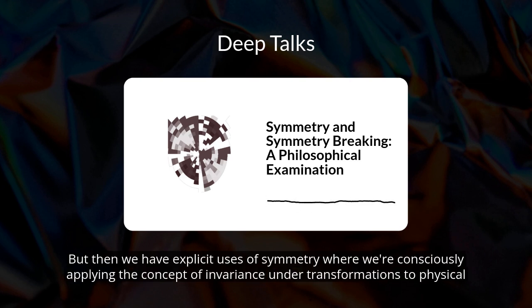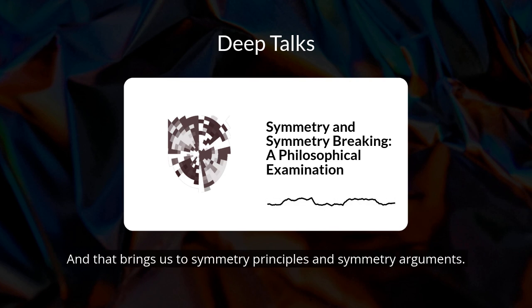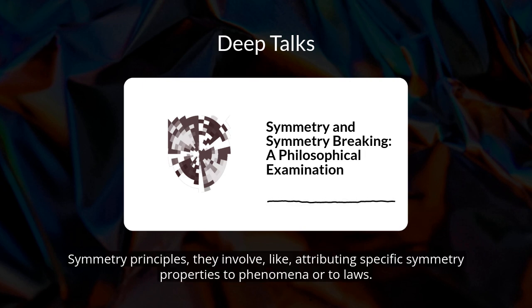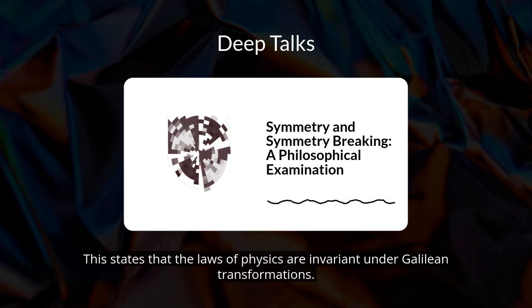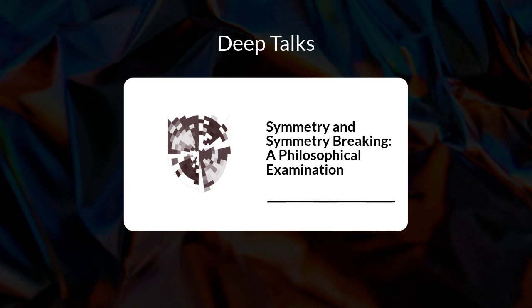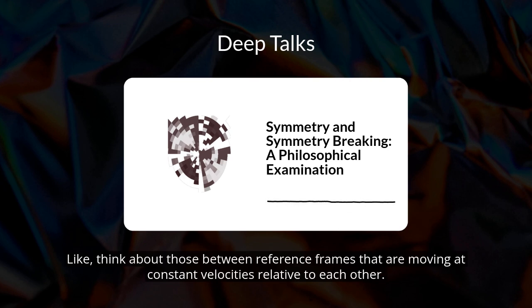But then we have explicit uses of symmetry, where we're consciously applying the concept of invariance under transformations to physical laws and phenomena. And that brings us to symmetry principles and symmetry arguments. You got it. Symmetry principles involve attributing specific symmetry properties to phenomena or to laws. So, for example, the Galilean principle of relativity. This states that the laws of physics are invariant under Galilean transformations. Like, think about those between reference frames that are moving at constant velocities relative to each other.